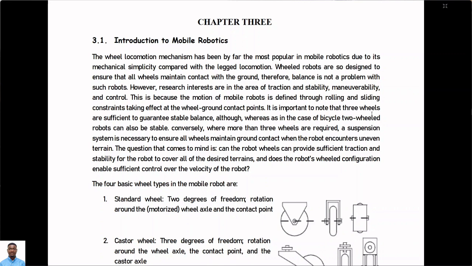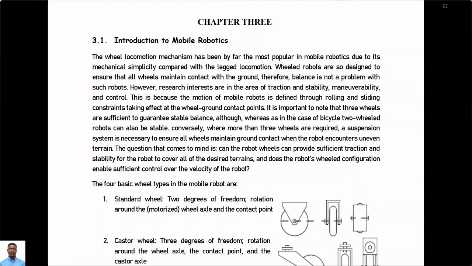Now the method by which they move, that is the method of their locomotion, can be either wheeled or legged. Legged means a mobile robot that has legs like an insect or like a human being and moves from one point to another. The other type, the wheeled type, is a robot that has wheels, and that is the medium by which it moves from one point to another.